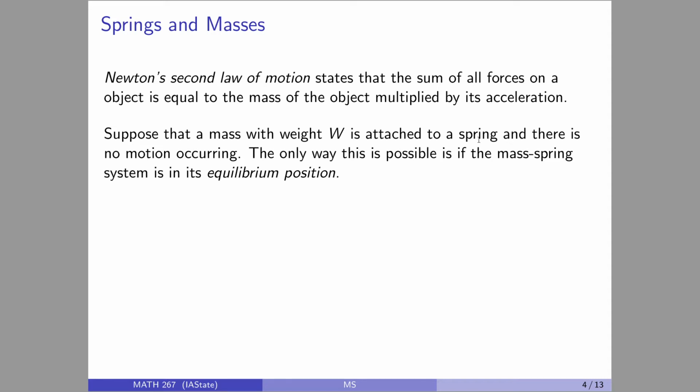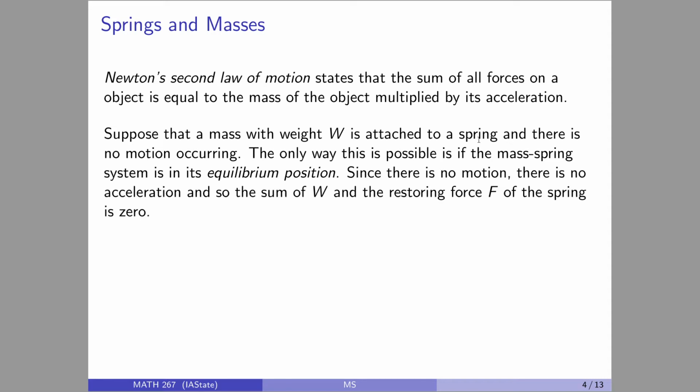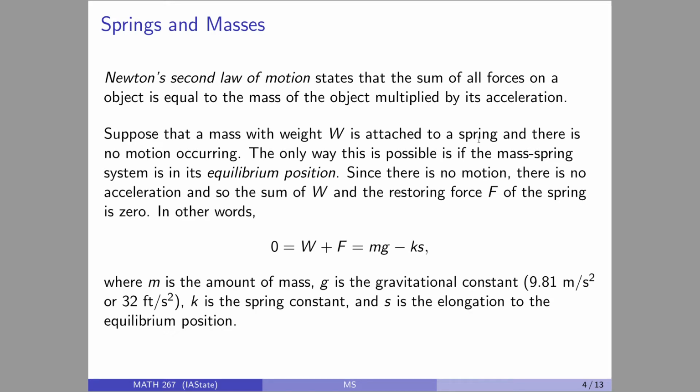So what's going on then? Well, there's no motion, so that means there's no acceleration. That means the sum of the weight of the mass and the restoring force of the spring needs to equal 0. When they add up, there's no acceleration. If there was acceleration, there'd be motion. So the weight of the mass, which as I noted is the amount of mass times the gravitational constant, plus the restoring force of the spring, which by Hooke's law we know is -ks, where k is the spring constant and s is the elongation to the equilibrium position, adds up to 0.